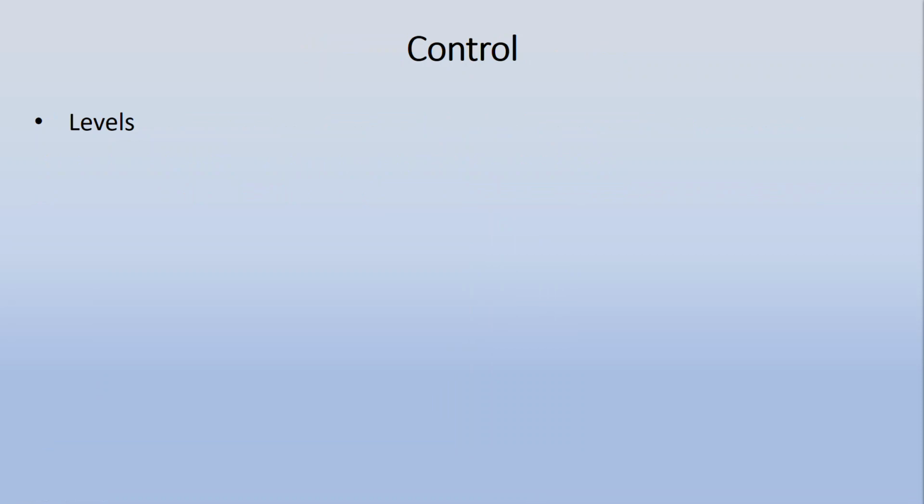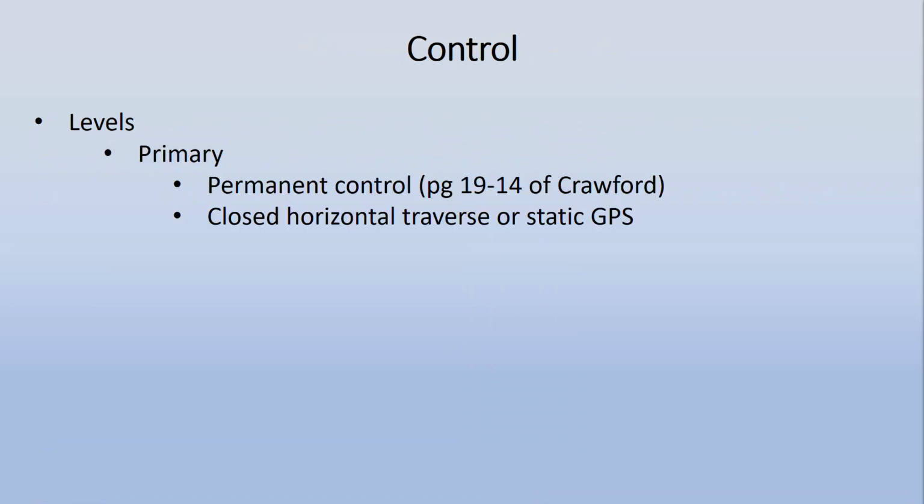Levels of control. Our textbook gets into this a little bit on page 19-14. Primary control means permanent control. It's the most important control you've established on your job site. You don't ever want anything to happen to it. You've put the most time and care, used the best survey methods and procedures to establish it, and it is your prime series of reference points on a job site.